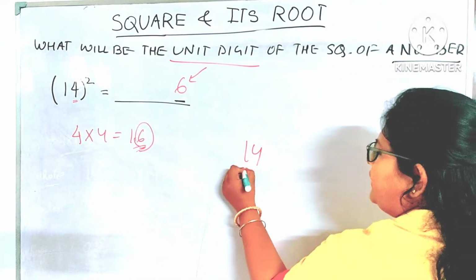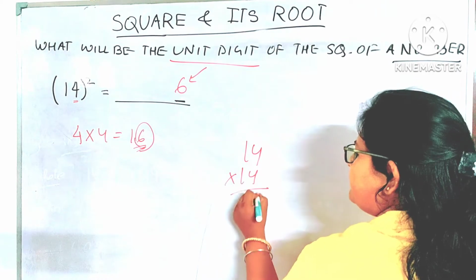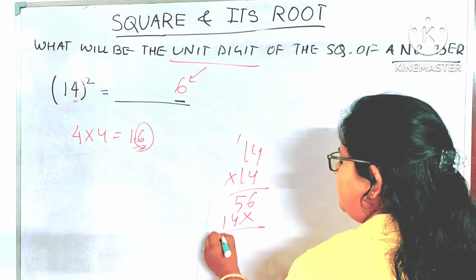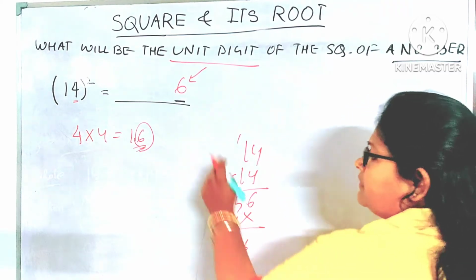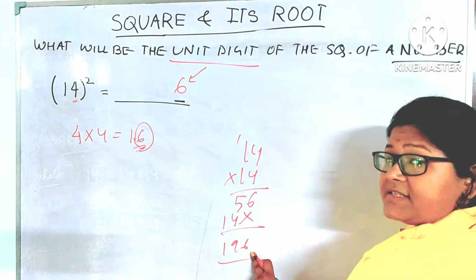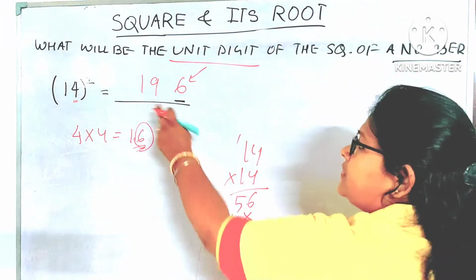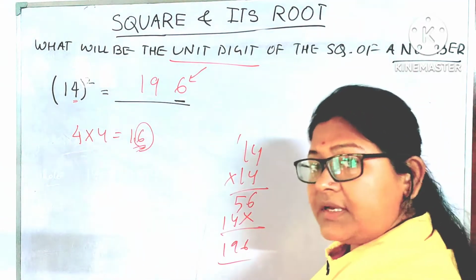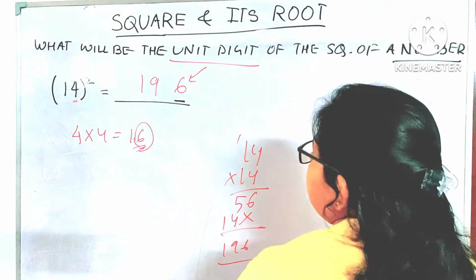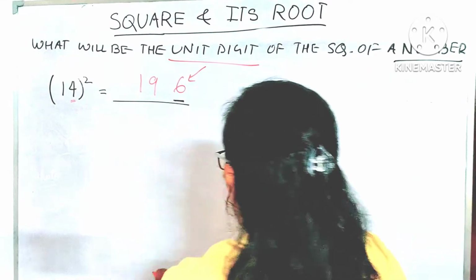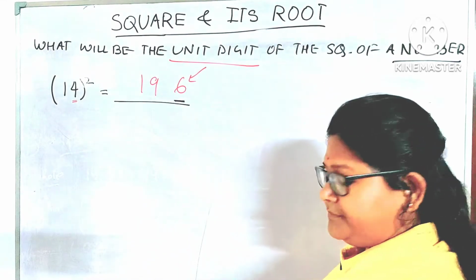Okay? Let's see. What do we know? 14 square means 14 into 14. 14 ones are 14, and then 196. Is the last digit 6? Yes. Verified. That means 14 square is 196. Clear? In this case, we can also find out the square of other numbers and see what will be the unit digit.